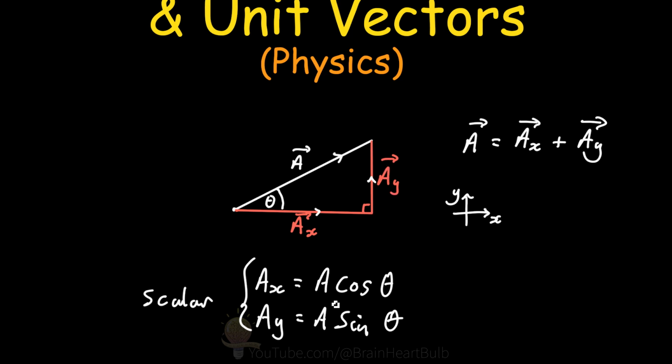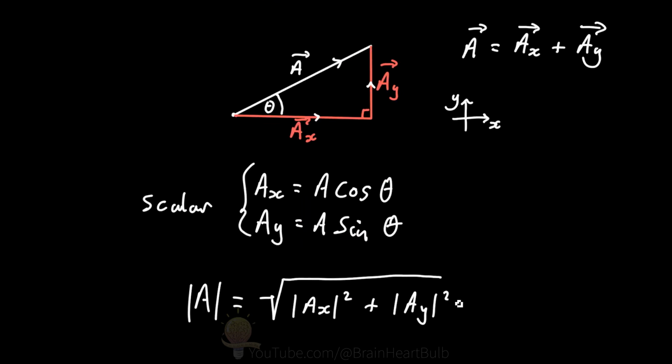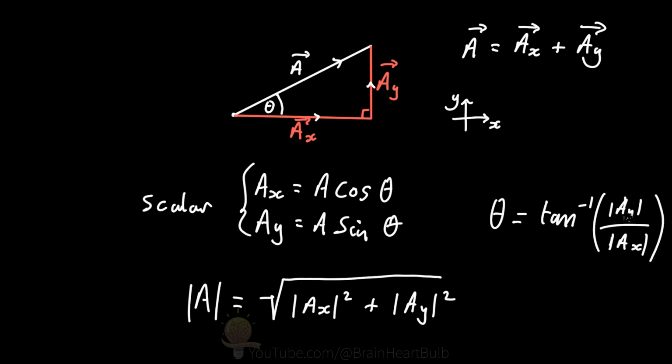But we can also do the reverse. So for example, if we don't know the angle of vector A and its magnitude, we can use Pythagoras' theorem and the magnitudes of the Ax and Ay vectors here to find the magnitude of A. And we can also find the angle it makes with the x-axis using this expression here. And notice these values here are the magnitudes of Ax and Ay.